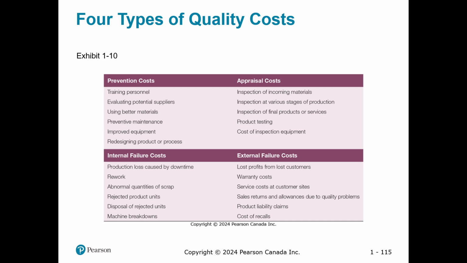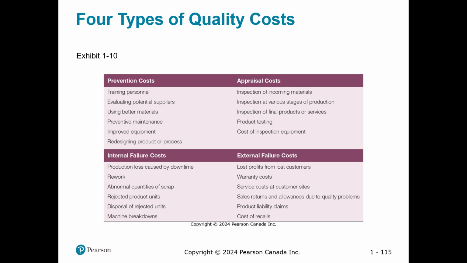Next is preventative maintenance. I'm going to maintain all the machinery in the factory. I'm going to have the oil changed and I'm going to have it checked out on a regular basis so it never breaks down. I want to buy better equipment so that it lasts longer. And I want to redesign or re-engineer my product or my process to make sure it is as efficient as possible. So these are all going to cost me money, but they're going to reduce costs down the line.